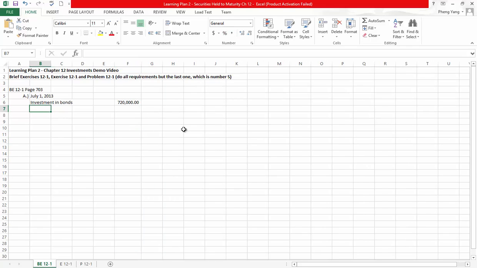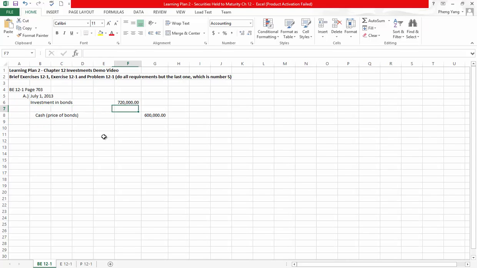Okay. This name here doesn't have to be investment in bonds. It could just be investments, or it could be just bonds. There's different names, but we're just using this name for now. There could be different names among different companies. Okay, and the company paid cash in the amount of $600,000.